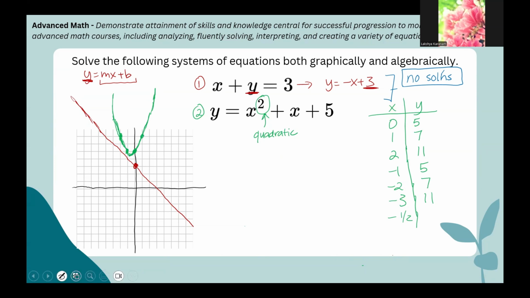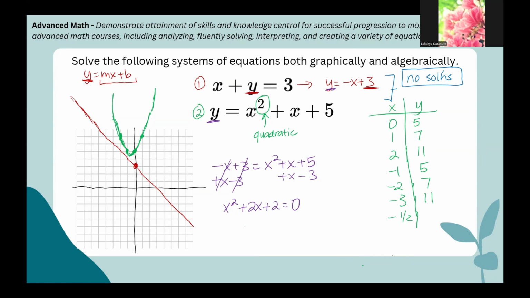Let's test if this is true by solving algebraically. So to solve it algebraically, we're going to do the exact same thing. We have y and y, so we can set both of these things equal to each other. Negative x plus 3 equals x squared plus x plus 5. Now we have a quadratic, so we want to get into standard form. Since x squared is over here, I'm going to add x to both sides, and I'll subtract 3 from both sides, so you can cancel. And we end up with x squared plus 2x plus 2 equals 0. Okay, great. Now let's try to solve this.